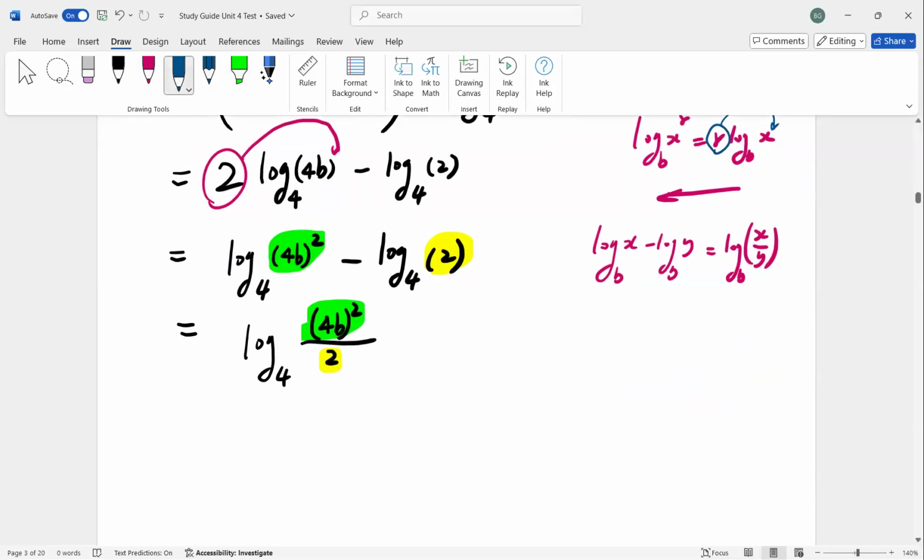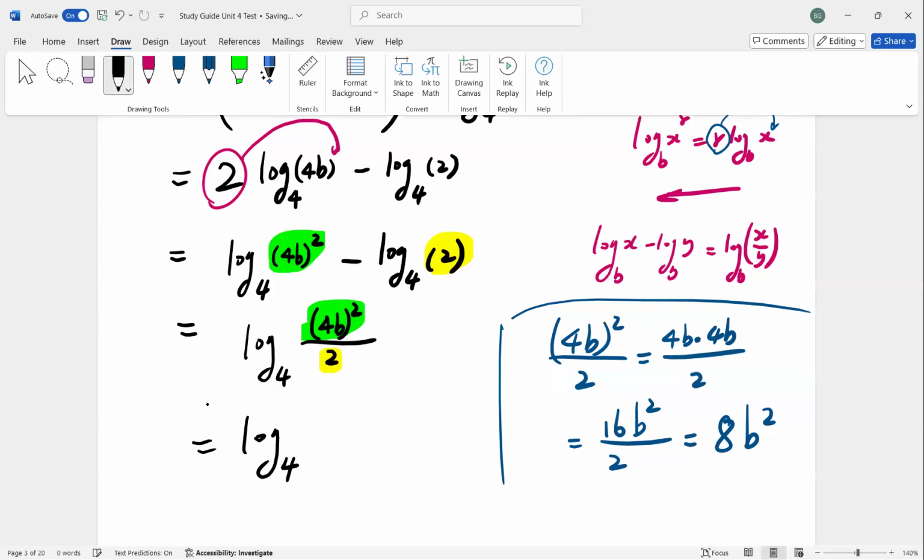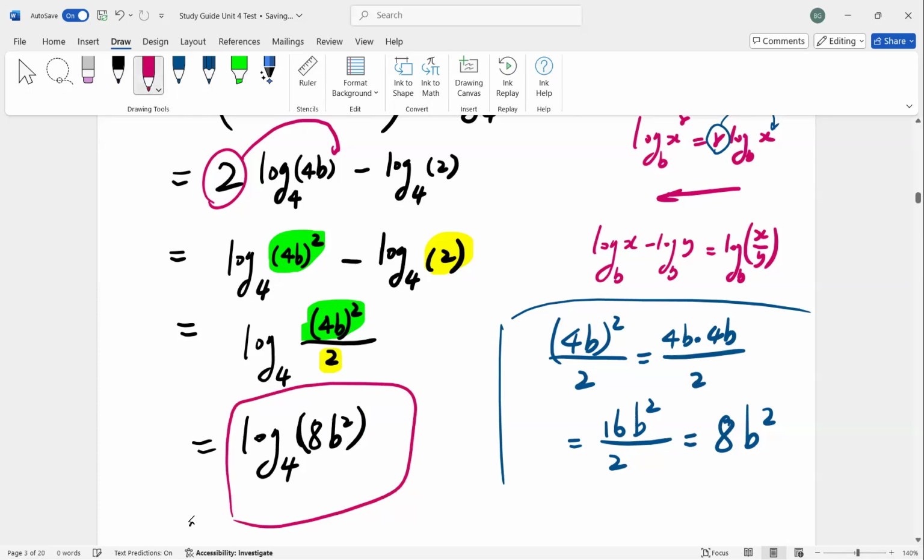Let's do that here on the scratch paper. 4b to the power 2 over 2. 4b squared is 4b times 4b, right? 4 times 4 is 16, b squared over 2. 16 divided by 2 is 8. So after we simplify, the argument is 8b squared. And that's the answer, one single logarithm. That's condensing. Keep going.